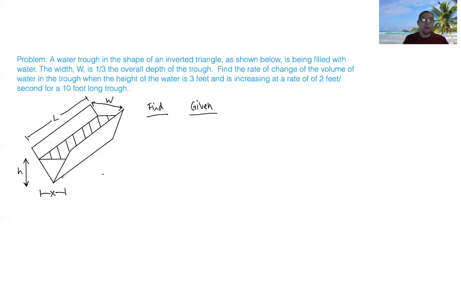This represents a water trough and is being filled with water. This dash here represents the top layer of the water, so all this is water in here as well. The width is 1/3 the overall depth of the trough. So let's just write that. The width is 1/3, or let me write that in words, and then we will consider variables a little bit later.